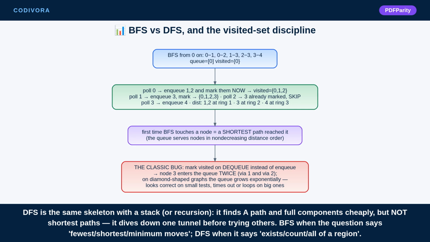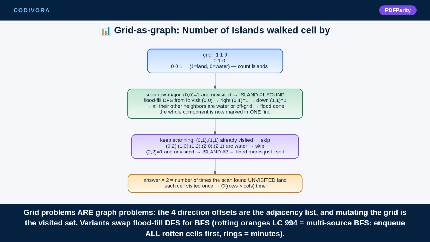DFS when it says exists, count, or all of a region. Trace the arrows on screen slowly. That single picture is the whole idea in one glance. Let's slow down and really build this up from scratch, one piece at a time.